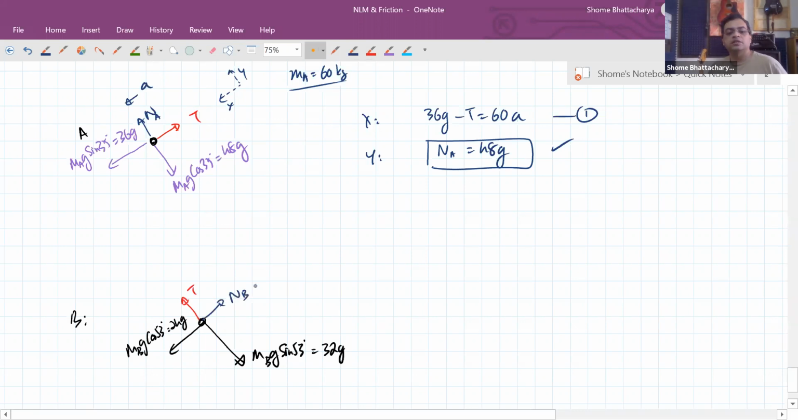There was tension, there was normal reaction, and B had to accelerate up the inclined plane like this. So you take this as your x-axis, this as your y-axis. So here along the x-axis, we have the equation T minus 32g is equal to 40a. That's our second equation. Because remember, mass of B was 40 kg.